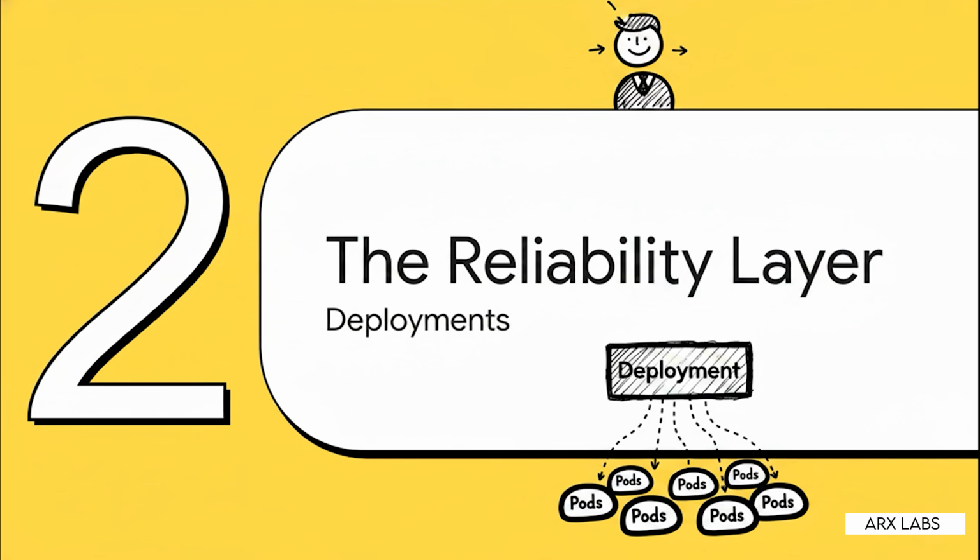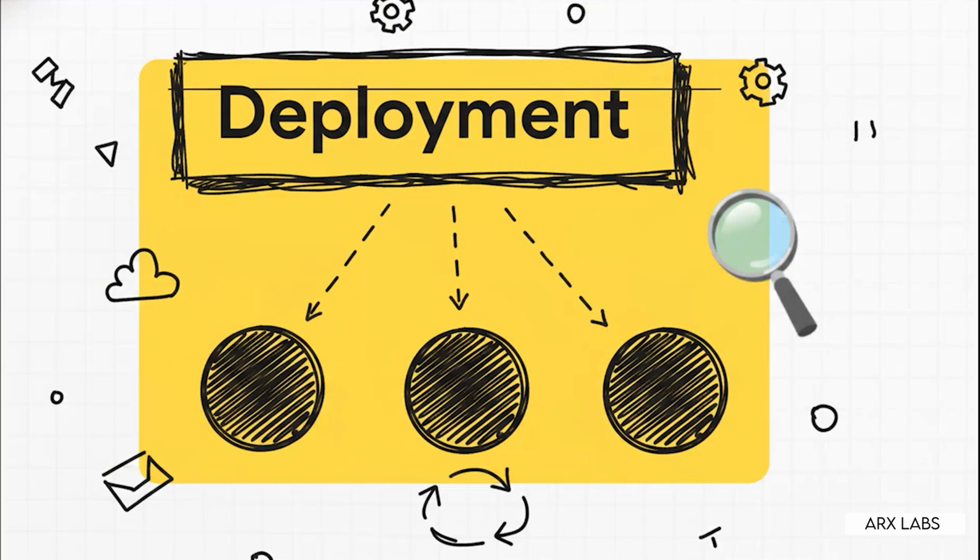You see, in the real world, you almost never create pods by themselves. You create deployments to manage them for you. A deployment is basically a supervisor for your pods. You give it a simple blueprint. You just say, hey, I need 3 identical copies of this pod running no matter what. And from that moment on, the deployment's only job is to relentlessly, tirelessly make sure that blueprint is the reality.